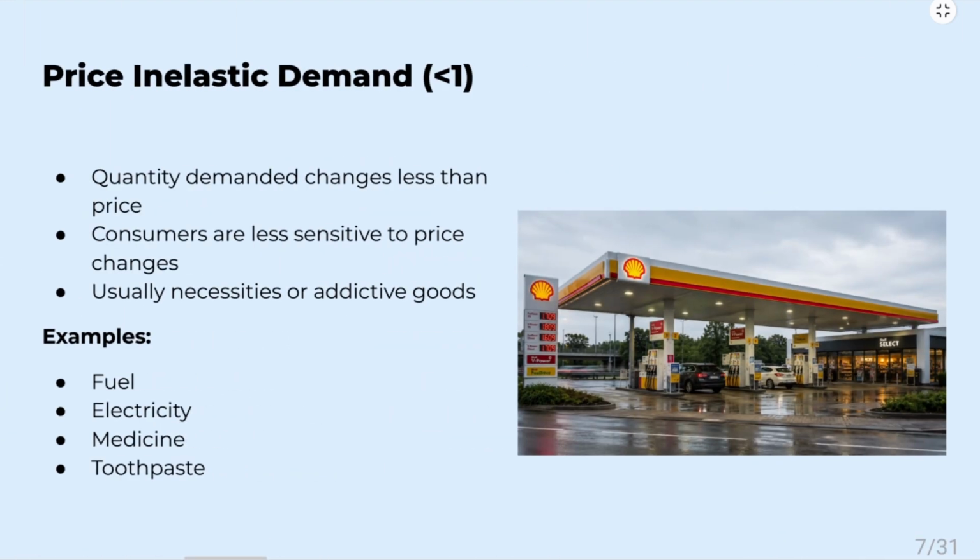Price inelastic demand happens when quantity demanded changes by a smaller percentage than the change in price. Consumers are less responsive because these products are necessities or products people need regularly. For example, even if fuel prices increase, most people still need petrol or diesel for transportation. Medicine and electricity are also price inelastic because consumers continue buying them even when prices rise. Since consumers still purchase these products, demand doesn't change very much after a price change.